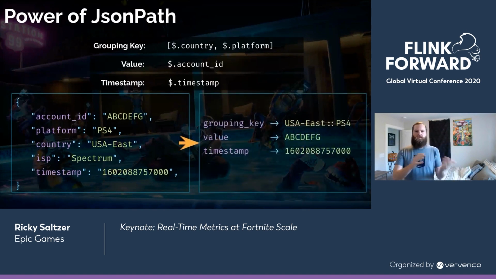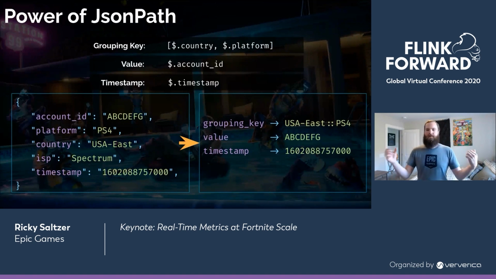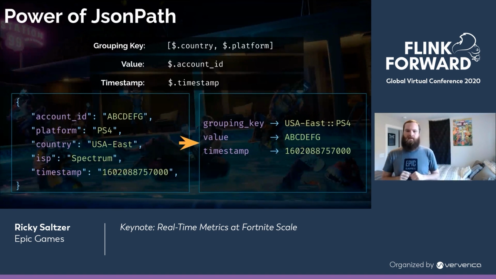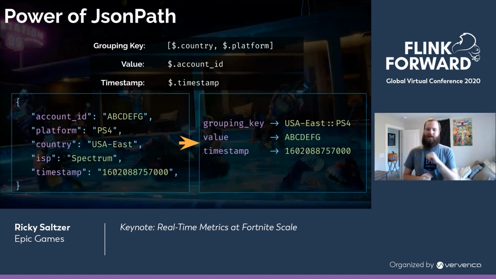So what's extracted? Similar to what it looked like earlier, we're going to get that grouping key out. We're going to put together both the country and the platform as a compound key. And then we're also going to pull out the account ID for the value, and then the timestamp as well.